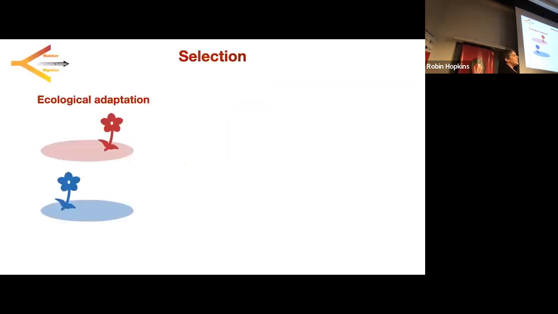Let me introduce you to my little caricature flowers here. Most of the time when we think about selection and speciation, we think about ecological adaptation and sort of ecological speciation. So you might imagine there's a red species that is adapted to a red environment and a blue species adapted to a blue environment. And if they grow in the wrong environment, they don't do as well, they don't reproduce as well, and they die off. And if they do hybridize, that hybrid is sad and bad and does particularly horrible, and therefore is reproductively isolated. Those two species are reproductively isolated because of their differential adaptation.